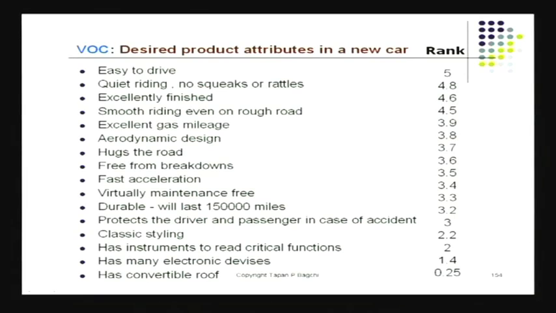So people gave this company these requirements. The car should be easy to drive, quiet riding, excellent finish, smooth riding even on rough road, excellent gas mileage, aerodynamic design, hugs the road, free from breakdowns, fast acceleration and so on and so forth. About 12, 15 items were listed out, in some order of ranking. So the company thought it had done the job because it found these factors by talking to customers.